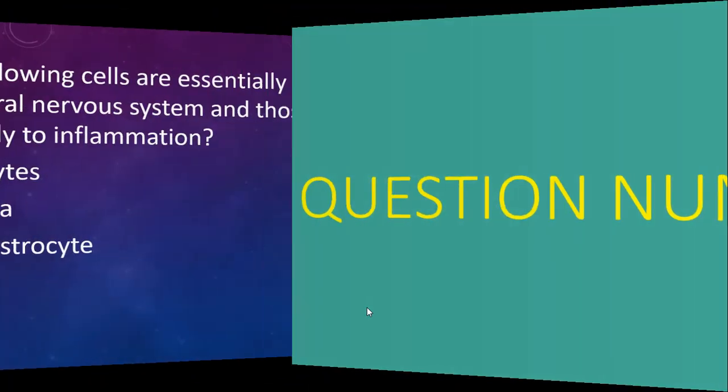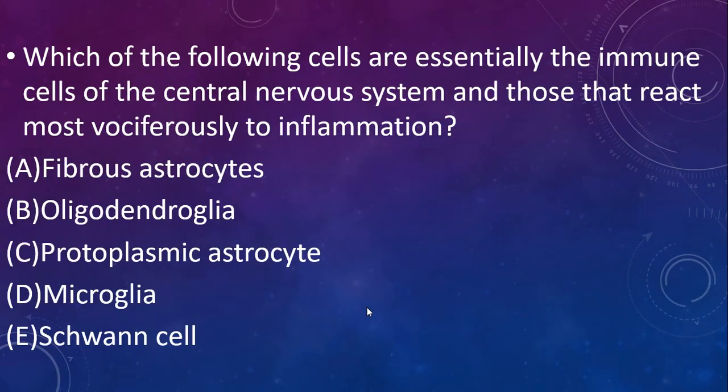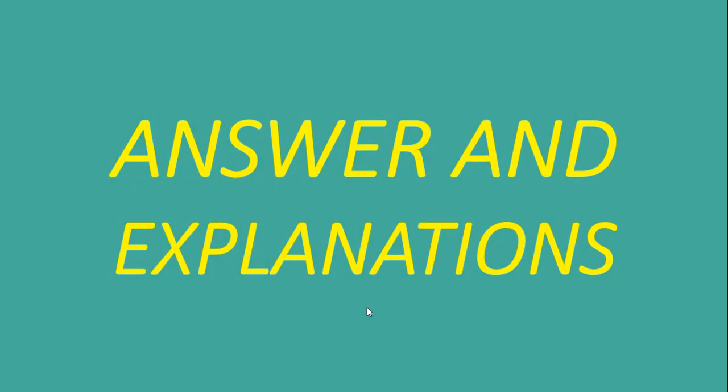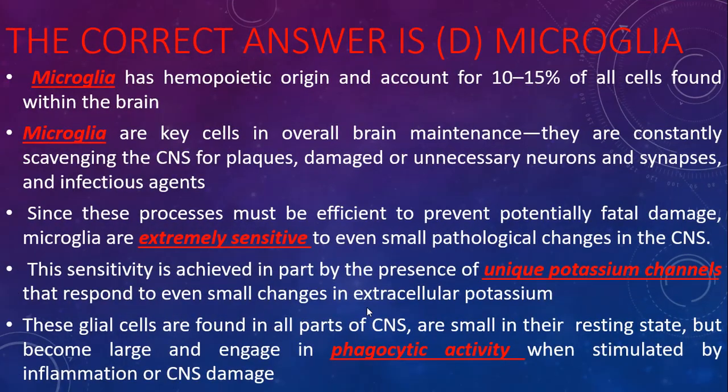Question number 10. Which of the following cells are essentially the immune cells of the central nervous system and those that react most vociferously to inflammation? A. Fibrous astrocytes. B. Oligodendroglia. C. Protoplasmic astrocyte. D. Microglia. E. Schwann cell. Answer and explanations. The correct answer is D. Microglia.